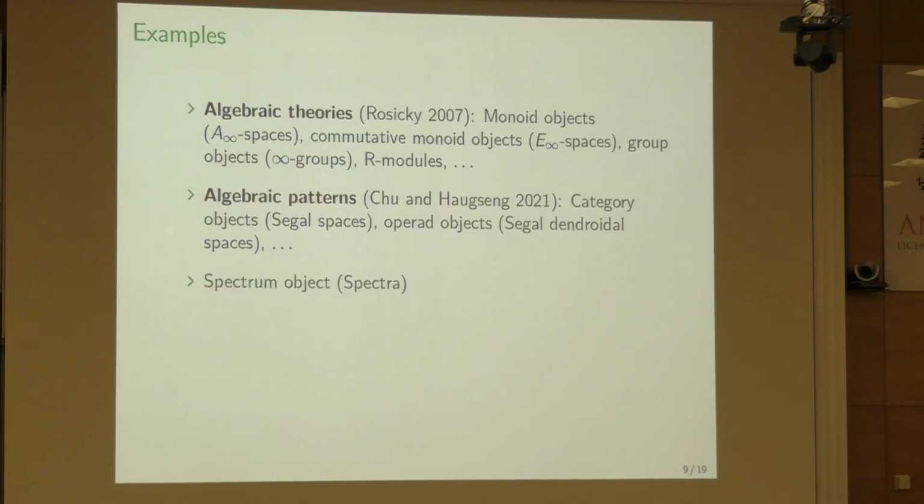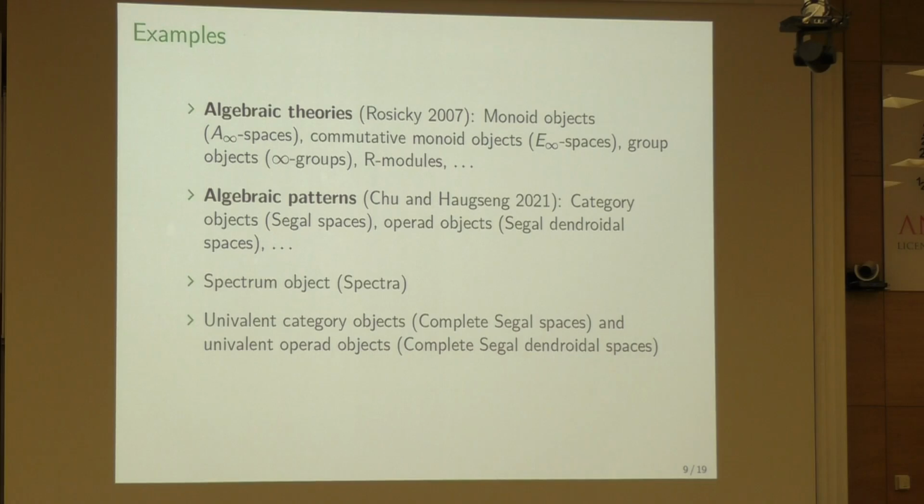Then we have some examples that cannot be modeled in any of those two cases, but can be modeled as a limit sketch. For example, we can take a spectrum object, which also doesn't make much sense in the one-categorical case, and it recovers the homotopy theory of spectra. And then we can add conditions to previous sketches to get univalent category objects or univalent operad objects, which recover complete Segal spaces and complete dendroidal spaces, which are basically the homotopy theory of infinity-one categories or infinity-one operads.